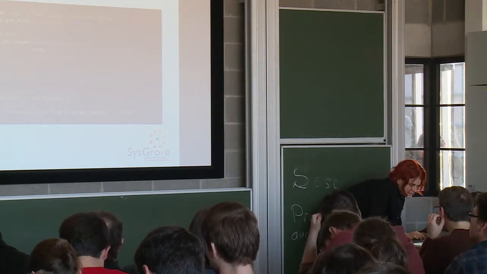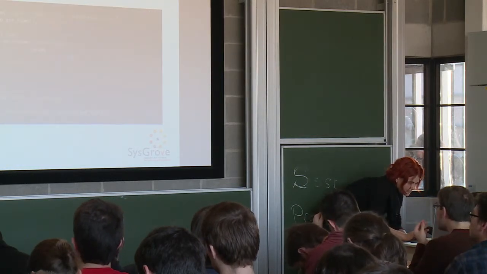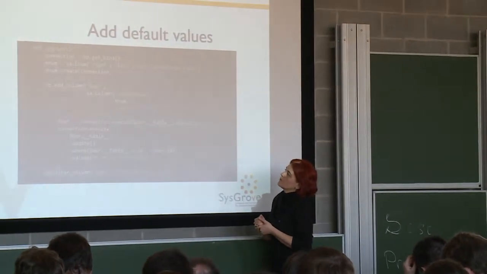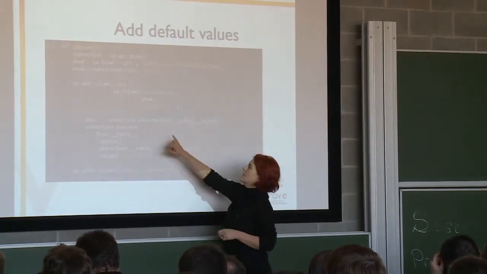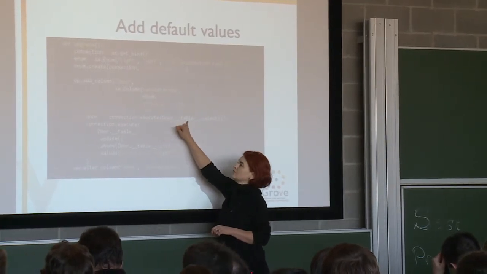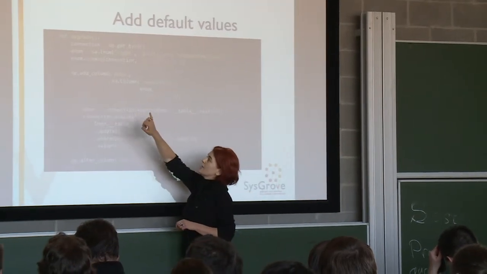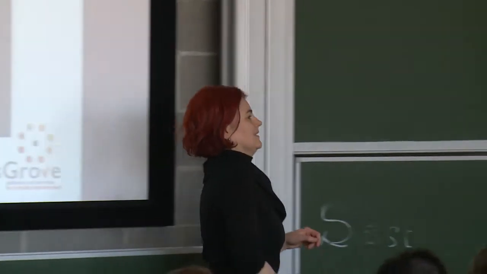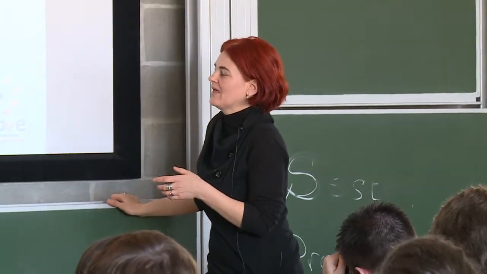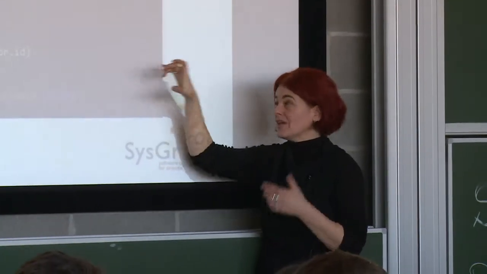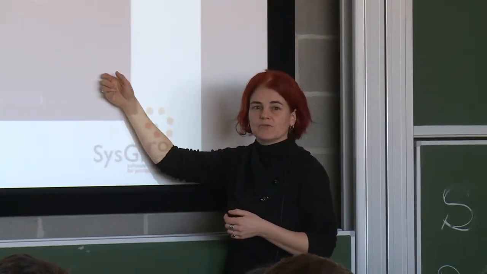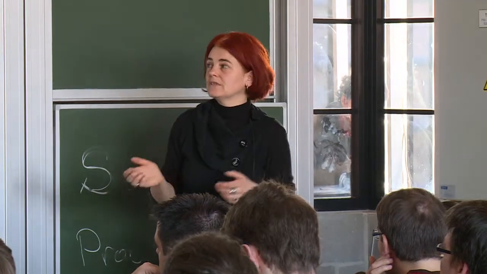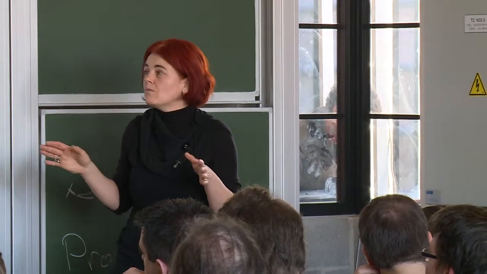Let me show you my next example. You can add default values because, as you have a connection, I can also import my classes. And for my classes, I've got a table. And as I've got a connection from Alembic, I can do an execute statement, as you have seen before. Then in your migration script, you can update your data and put the default value like this. So here you have all the power of what you have in SQLAlchemy. You can do mostly what you want.